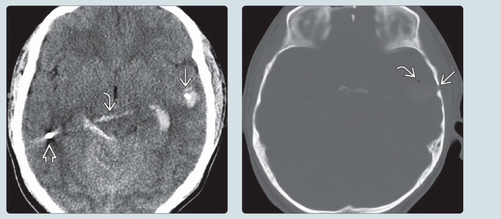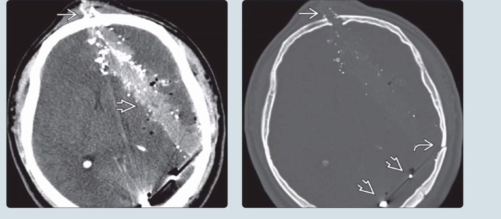Right is the axial bone CT scan, and it demonstrates the tiny entry site in the squamous temporal bone with a focus of underlying intracranial air. So left is the axial non-enhanced CT scan, and it shows a large caliber high velocity injury with a frontal entry site and a wide oblique hemorrhagic tract extending to the left temporoparietal region. There is sulcal effacement and midline shift to the right.